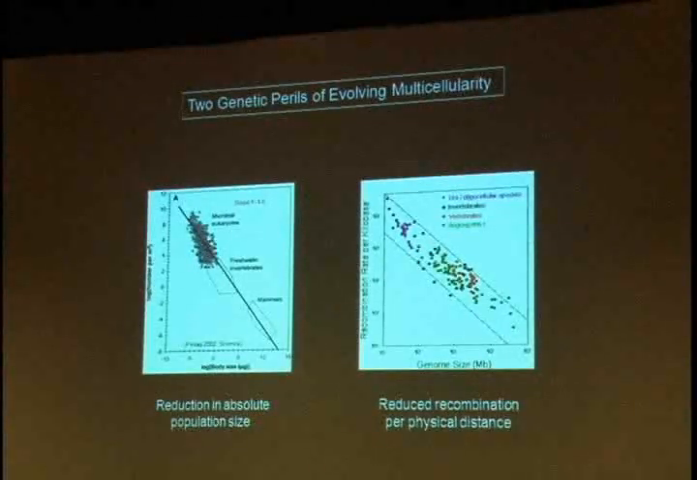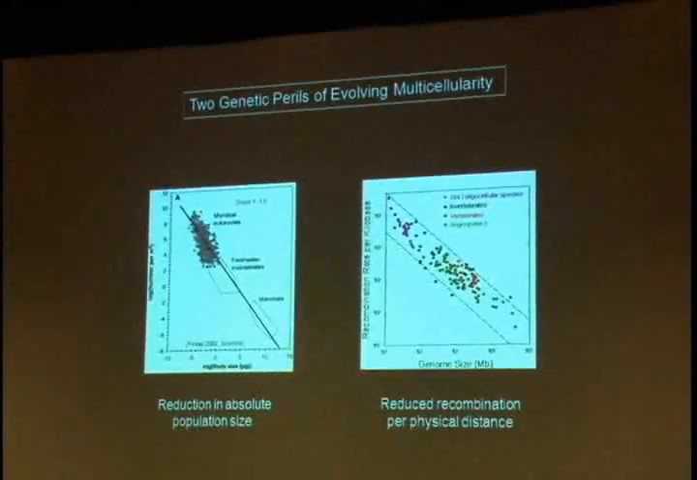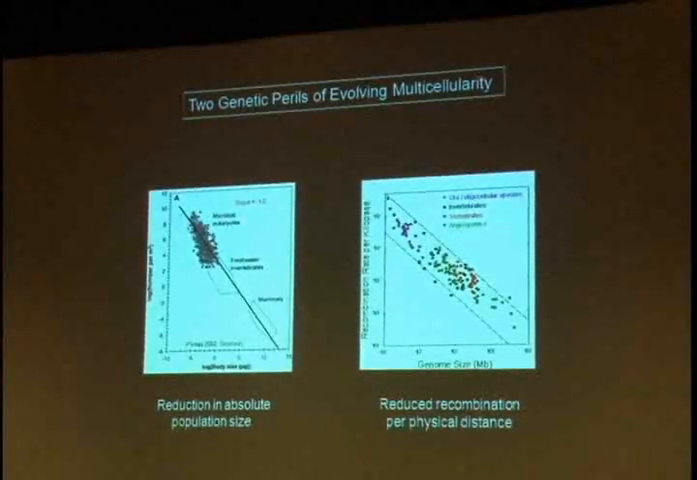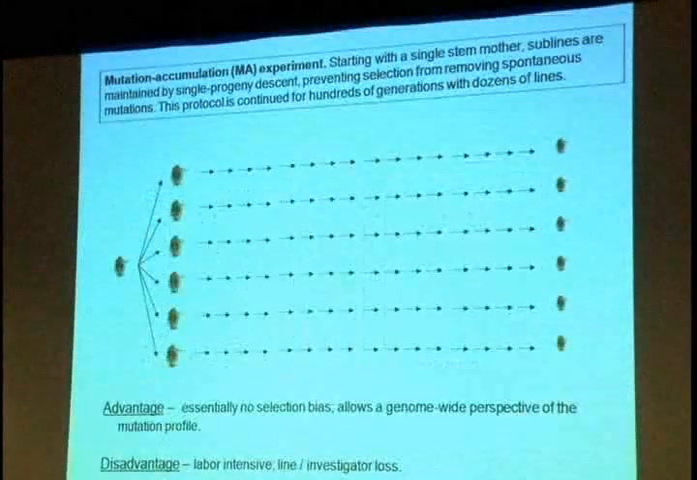The problem here is that if two nucleotides in a chromosome are tightly linked, if a mutation arises here and it's always tied to this one, natural selection can't operate on these two genomic sites separately from each other. So you need high rates of recombination to have efficient response to natural selection.